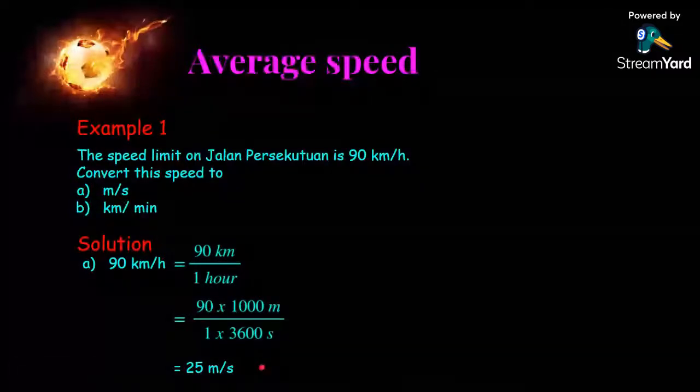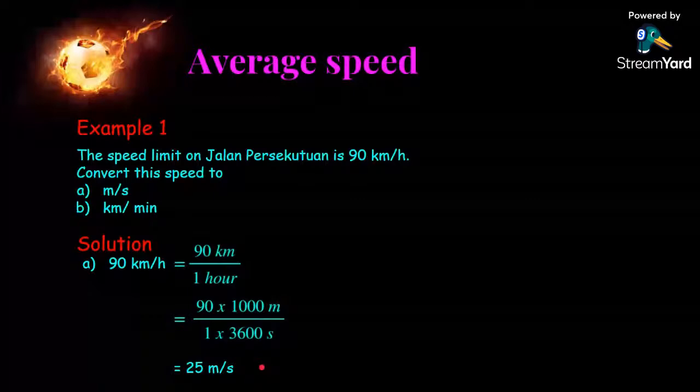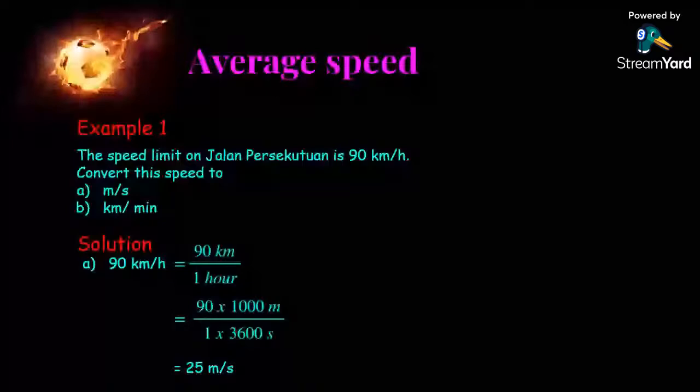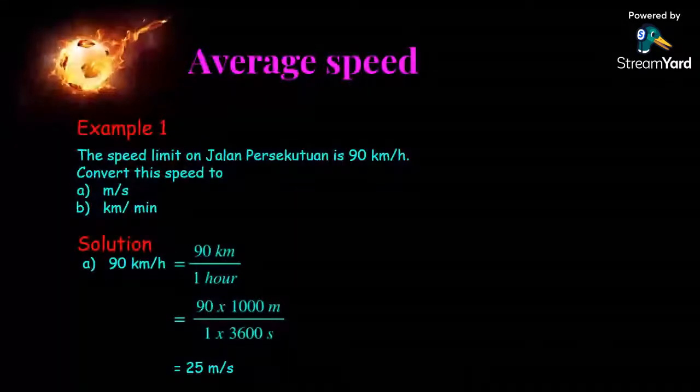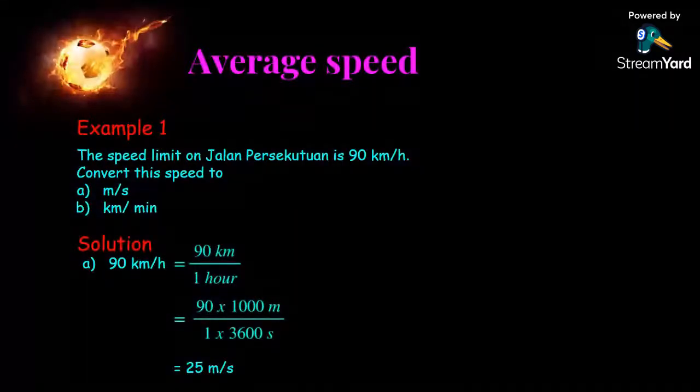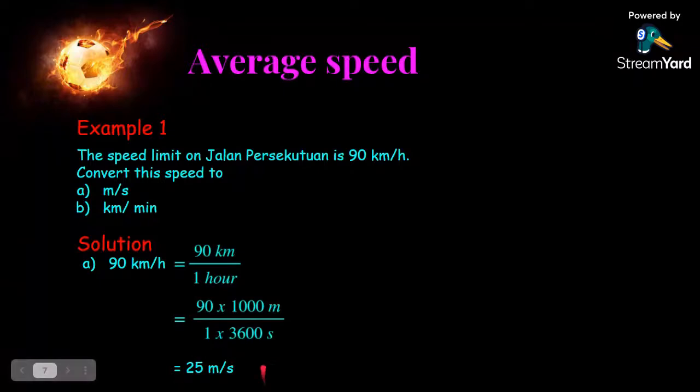So it means times 3600. Okay, kenapa 3600? Because 1 kilometer is equals to 60 minutes and 1 minute is equals to 60 seconds. So 60 times 60 become 3600 seconds. Okay, that's why you put 3600 seconds. So kena remember bukan 1000, alright?